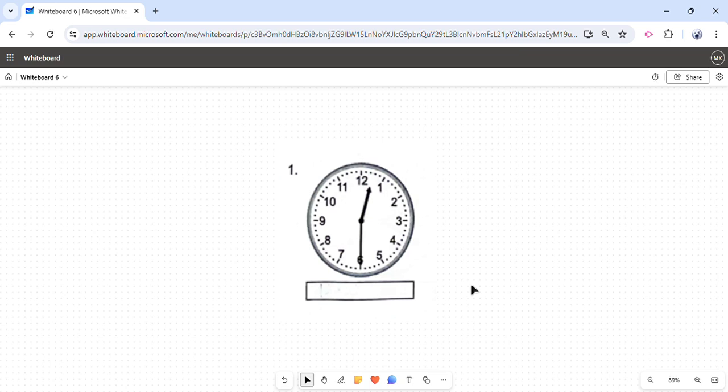So for the first question, we have this clock, and its hour hand, which is the smaller and thicker one, is in between 12 and 1. So it's after 12, but it's before 1.